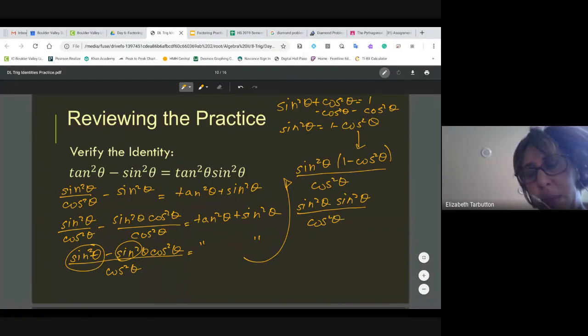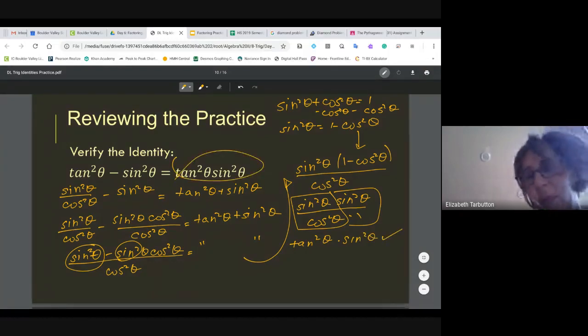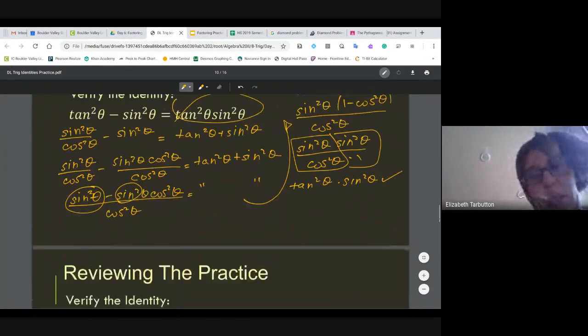And then I can pull this apart into two fractions. I can have this as a fraction, and really that's times 1, and I can make that a second fraction. So sine squared theta over cosine squared theta is tangent squared theta, and sine squared theta over 1 is sine squared theta, and that does equal the right side. So that identity is verified.